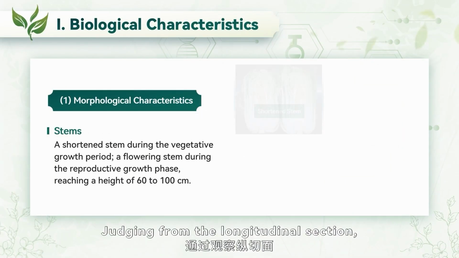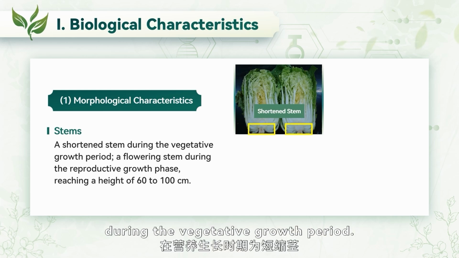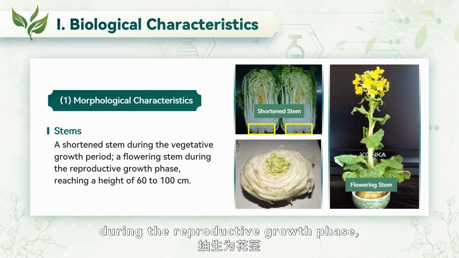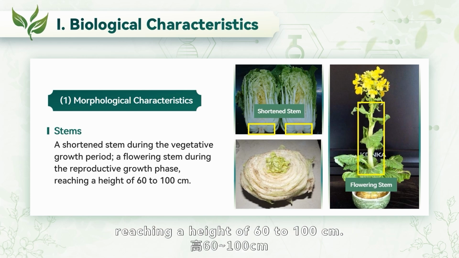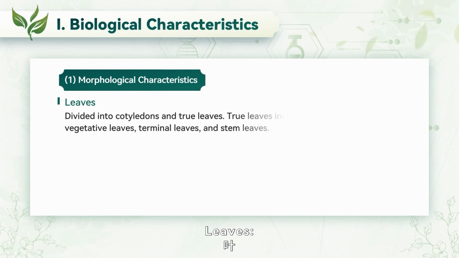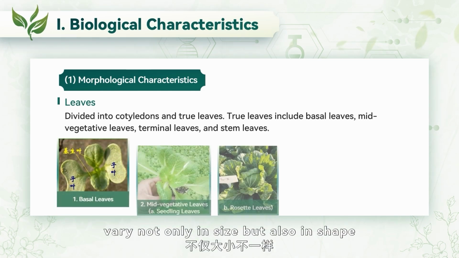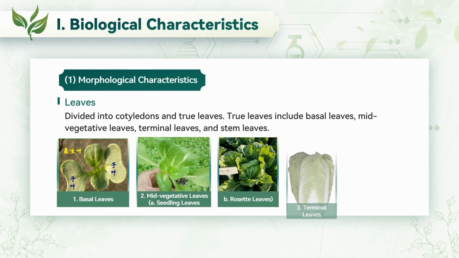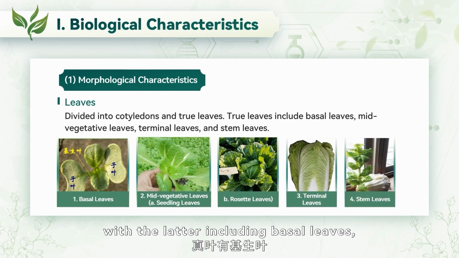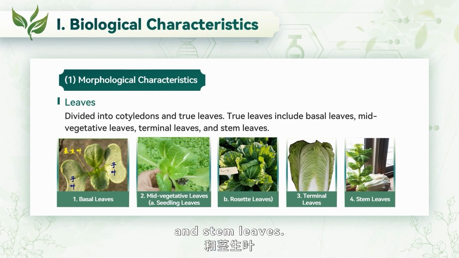Stems. Judging from the longitudinal section, the stem of Chinese cabbage is shortened during the vegetative growth period. It elongates into a flowering stem during the reproductive growth phase, reaching a height of 60 to 100 centimeters. Leaves. The leaves of Chinese cabbage vary not only in size, but also in shape at different growth stages. They can be divided into cotyledons and true leaves, with the latter including basal leaves, mid-vegetative leaves, terminal leaves, and stem leaves.